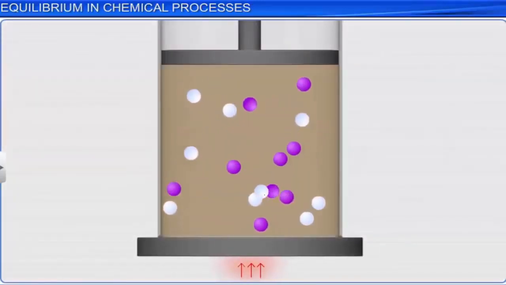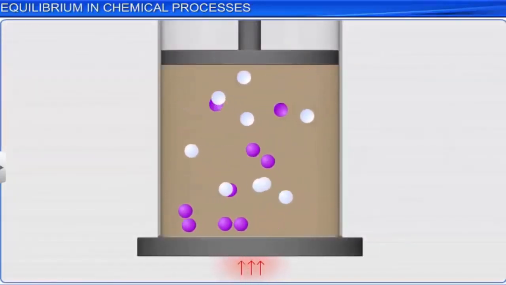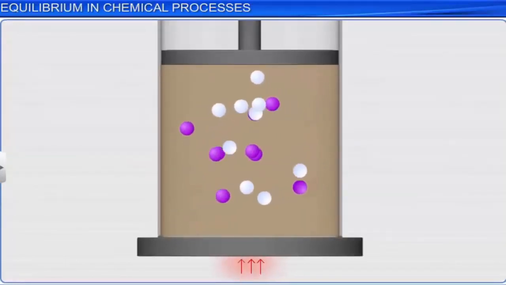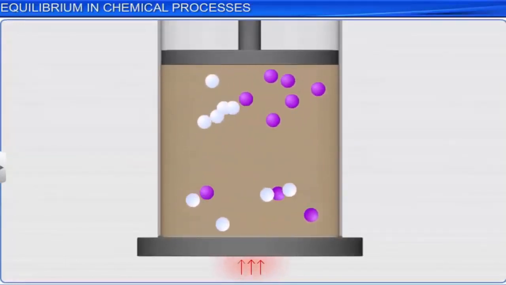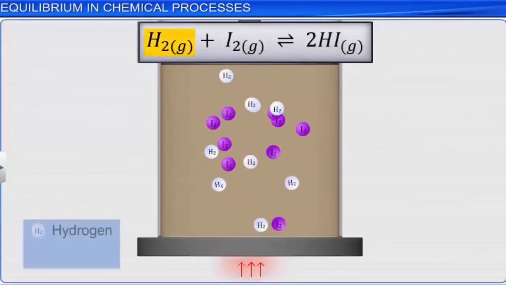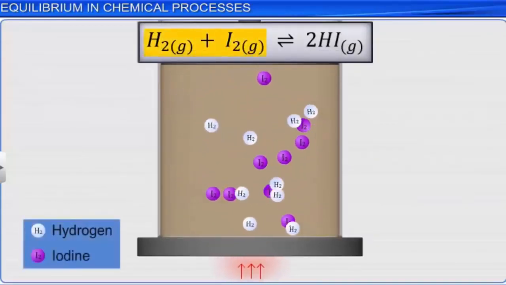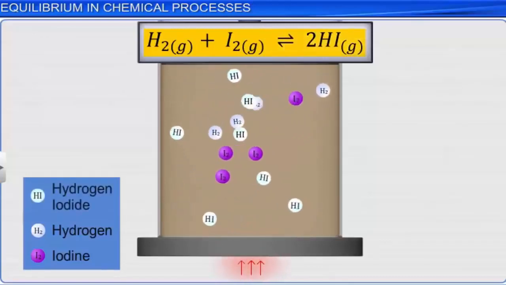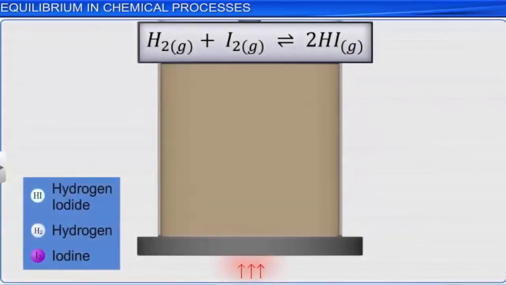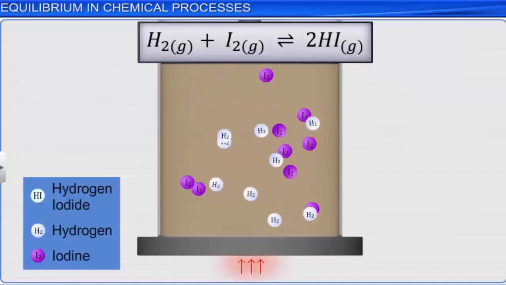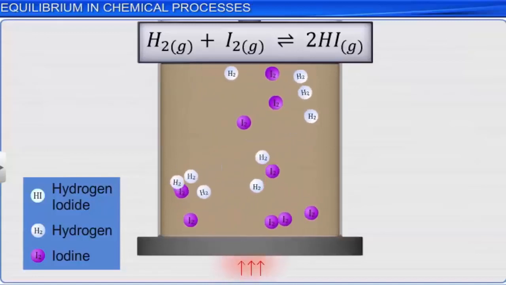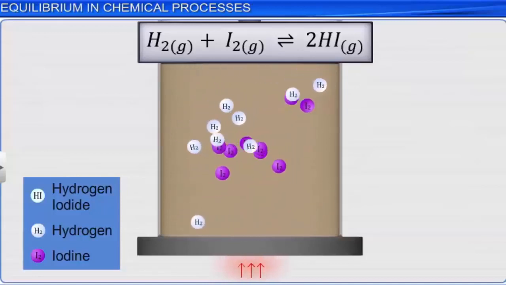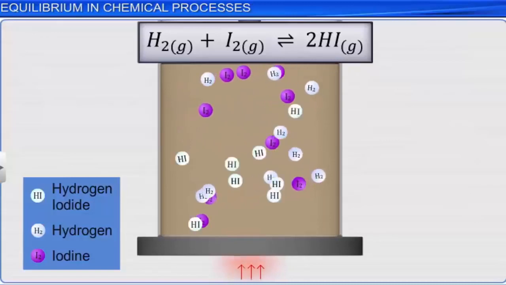The dynamic nature of chemical equilibrium can be understood by studying a gas phase chemical reaction. For example, when hydrogen and iodine are heated in a closed vessel, they react to form hydrogen iodide. When a mixture of equal initial concentrations of hydrogen and iodine are taken in a flask maintained at 717 Kelvin, the intensity of the purple color decreases after some time.